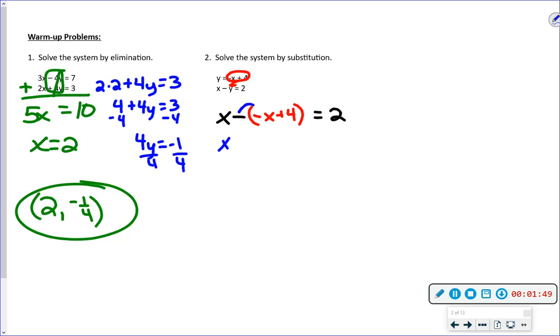So here we go, minus a negative, plus, minus 4. That's the sign, it's easy to miss. 1x plus another x, let's make it 2x. And most of you can probably solve it from here. Add the 4 over, divide by 2.